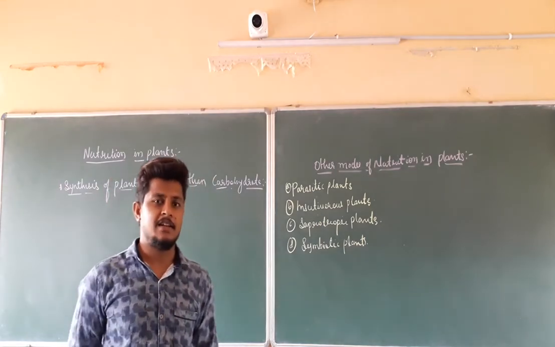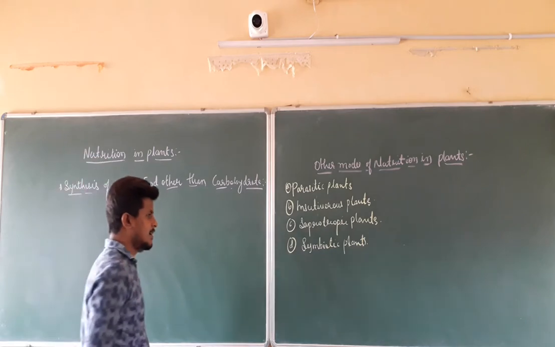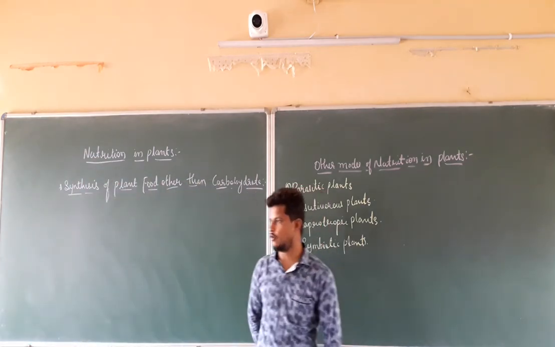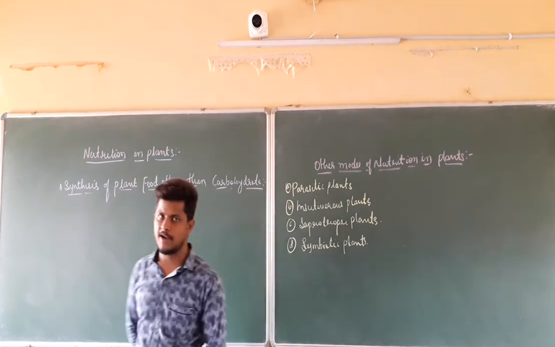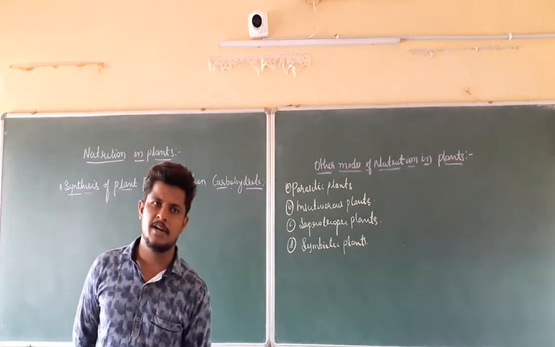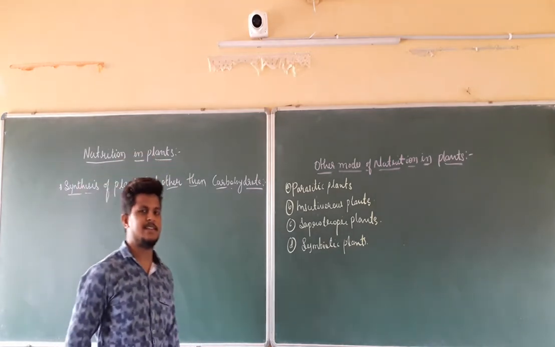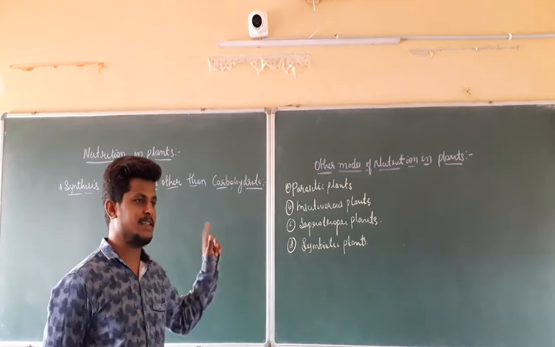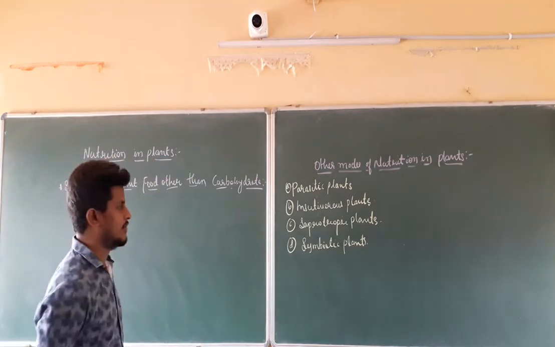In the last class, we also discussed that the end products produced by photosynthesis are carbohydrates, in the form of glucose as well as starch. The food produced by the plants is glucose and starch, which we discussed in the last class.